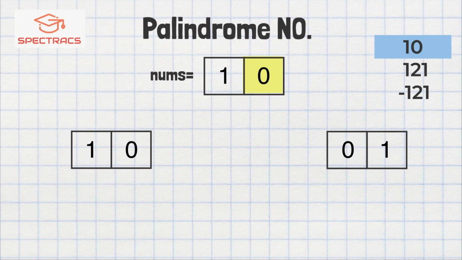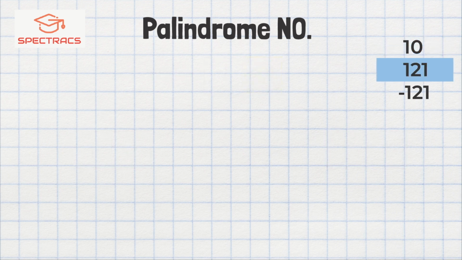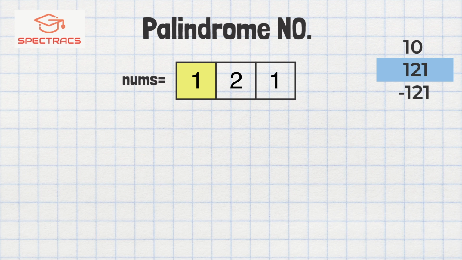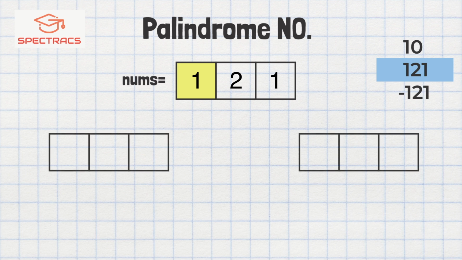Now let us move to the number 121. Here the first number is 1 and the solution for that is as shown. Next we move to the number 2, whose solution is as shown. Then the third place, which is again 1, is again as shown. Now if you can see the solution, the left side array and right side array are equal, so we can say this is a palindrome number.